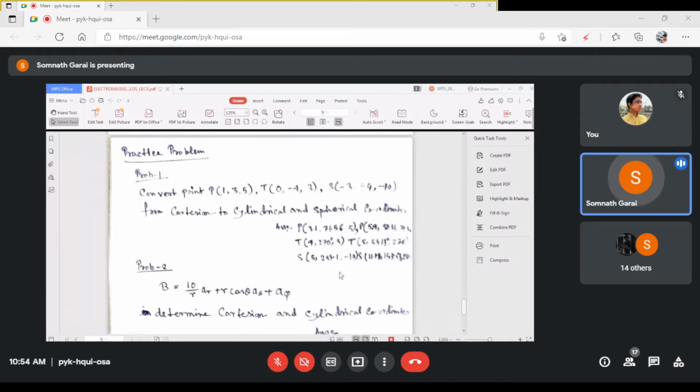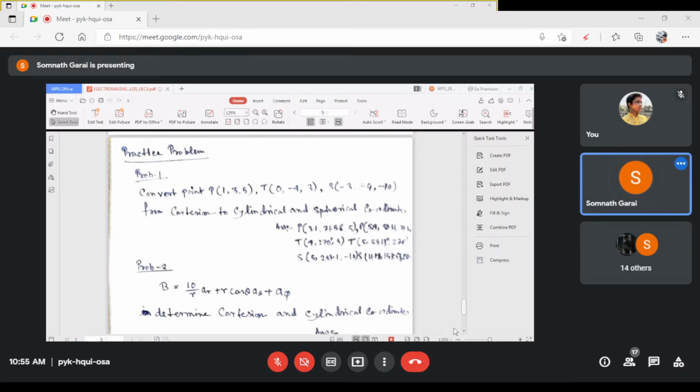Yes, solve this one. Problem number 1, problem number 2. Convert. There are 3 vector points. P is equal to (1, 3, 5), Q is equal to (0, -4, 3), and S is equal to (-3, 4, 10). From this Cartesian coordinate system, convert to cylindrical and spherical coordinate systems.